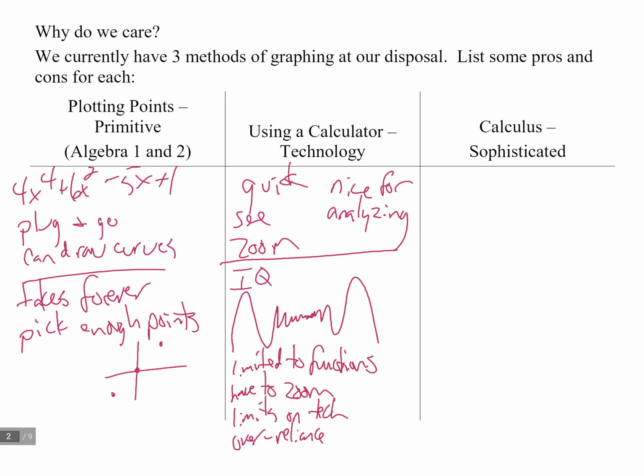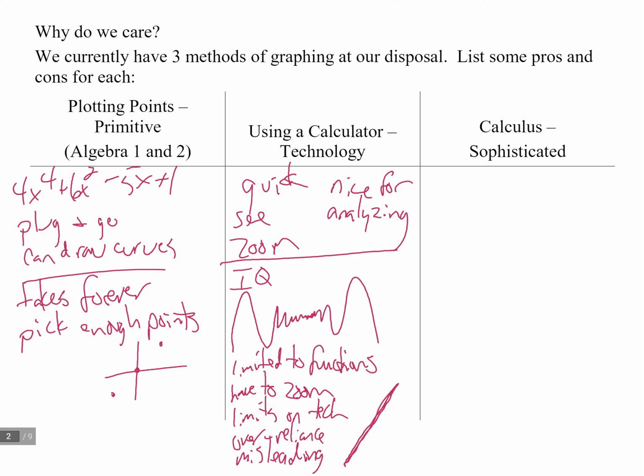Okay? The calculator can be misleading. You go to graph something and you see this on your screen. Okay? Is it a line? Maybe, maybe not. I don't know. But it looks like one in my window. Okay? So it's misleading sometimes.